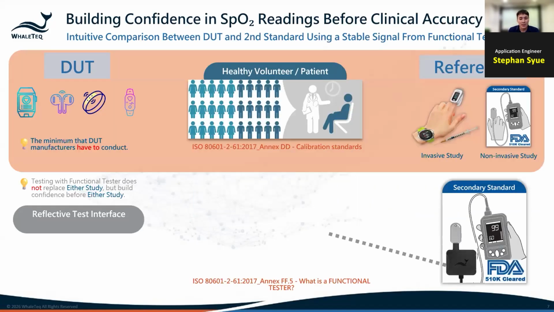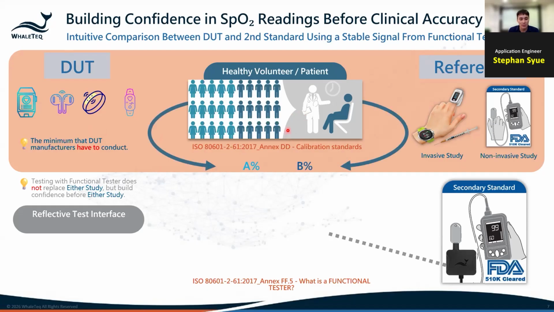So here's the practical picture. The things in orange are where the DUT is on its own in the clinical study. So before the DUT enters this part, you need to be well prepared. For the reference, you can use the invasive ABG test, the blood gas test, or the non-invasive way using a 510(k) approved device as a secondary standard. And this is the device to submit, and both will get signal from the human subjects.